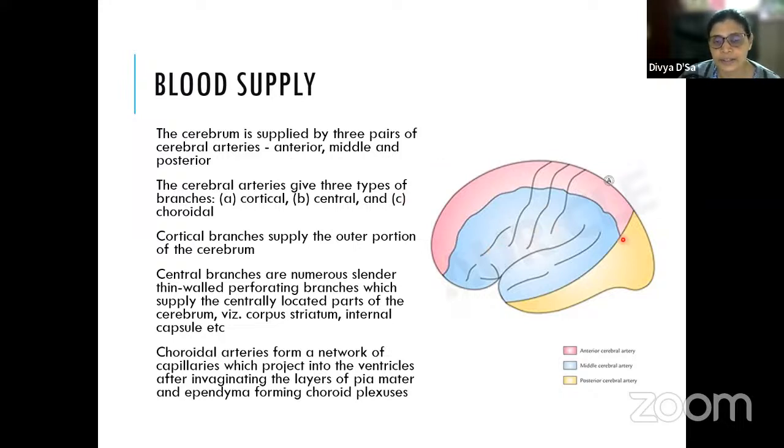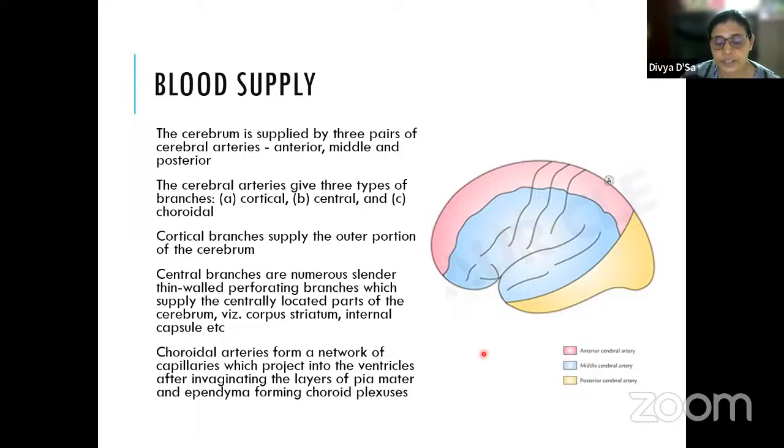Now these cerebral arteries give three types of branches: cortical, central, and choroidal. Cortical branches supply the outer portion, the cortex. Outside we have the cortex, inner is the medulla, that is the white matter. In the cortex, we have two kinds of branches, longer ones and shorter ones. The longer ones supply the entire cortex as well as a small portion of white matter, just a peekaboo kind of thing; it just peeps in a little bit and supplies that white matter. Whereas the shorter branches are restricted only to the cortex.